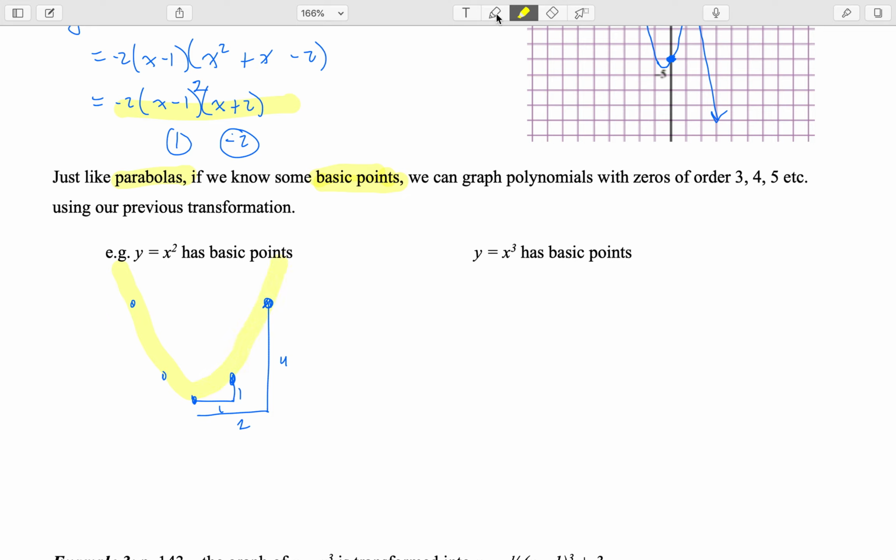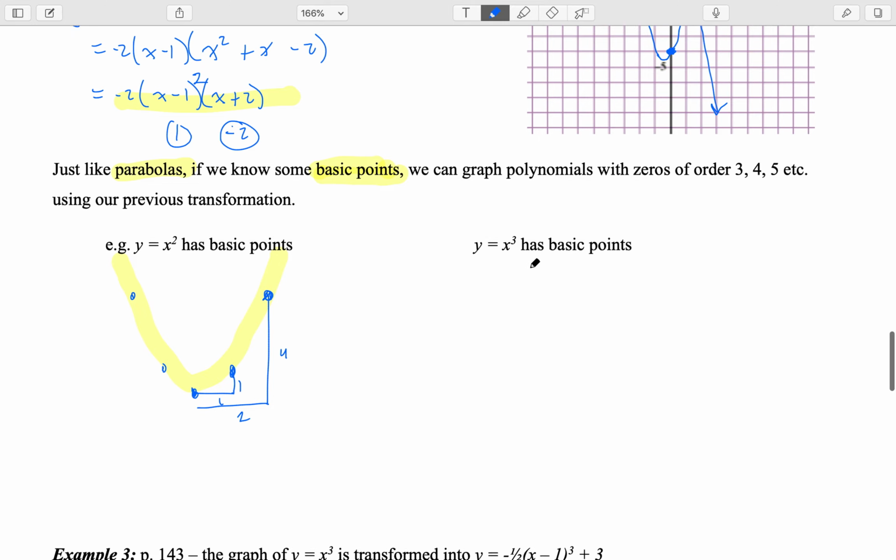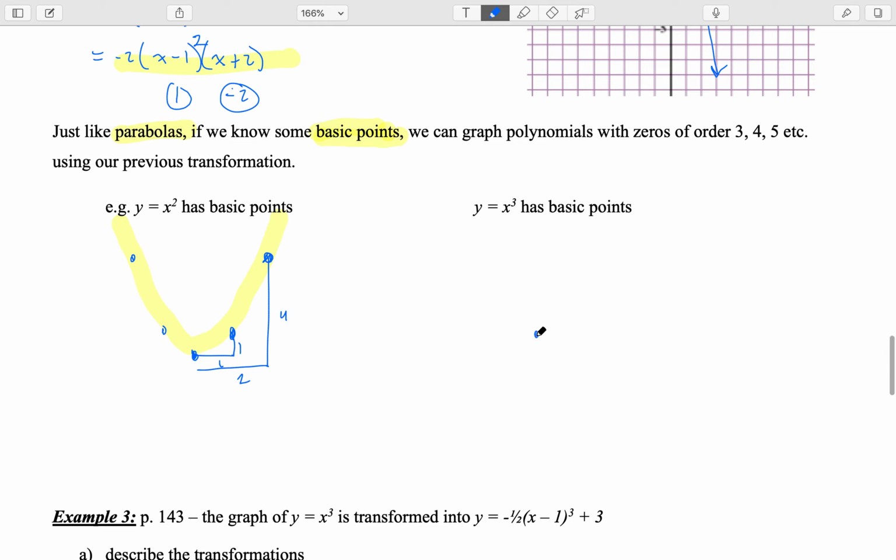That's the basic shape of a parabola. I think about 1 squared and 2 squared from my vertex. Okay, let's do the exact same thing for a cubic. Here's my vertex. If I go over 1, 1 cubed is 1. Now if I go negative 1, negative 1 cubed is negative 1. Oh yeah, it's going to be in the opposite direction. Okay, what if I go over 2? 2 cubed? Okay, that's too far.